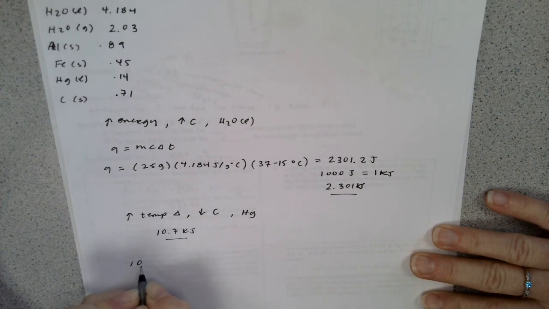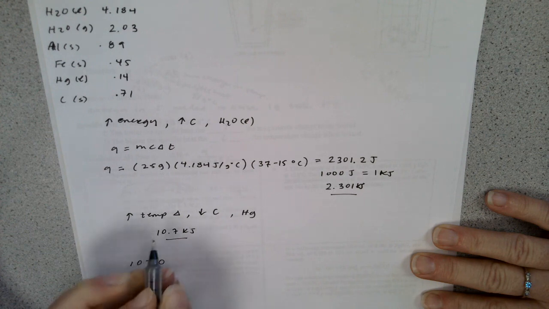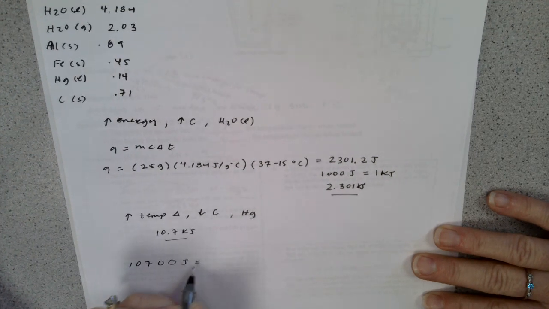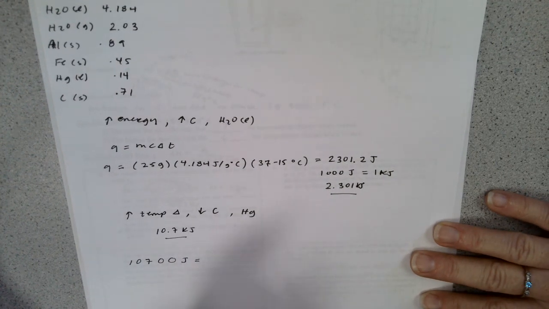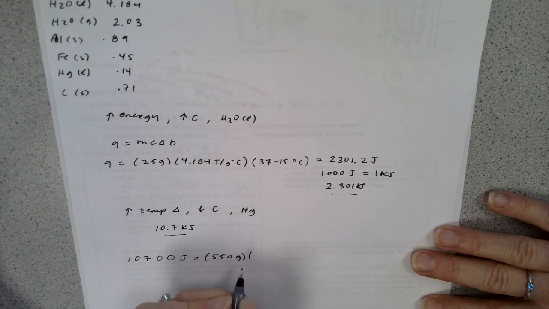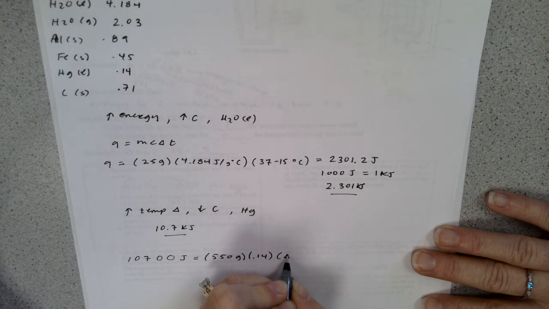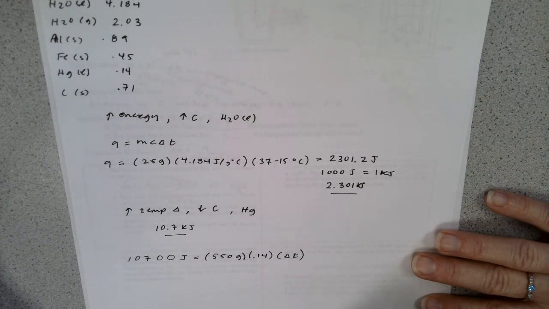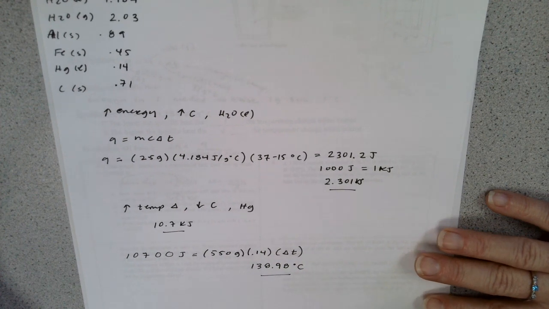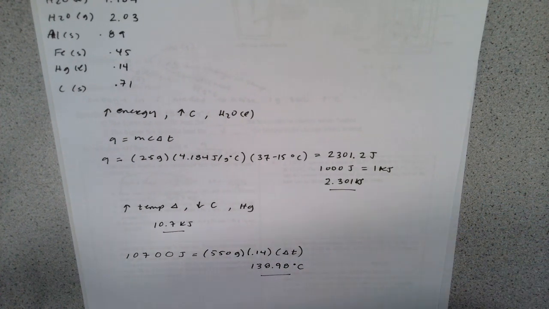So this would be, we're just going to move the decimal place 2 times like that. 3 times, sorry. Right, 10.7, 3 times. Yep, so that's joules. Okay, our mass is 550 grams. Our specific heat, we're going to use mercury, so it's 0.14, and we don't know our change in temp. So we're just going to solve for that. And when I solved for that, I got 138.98 degrees Celsius.